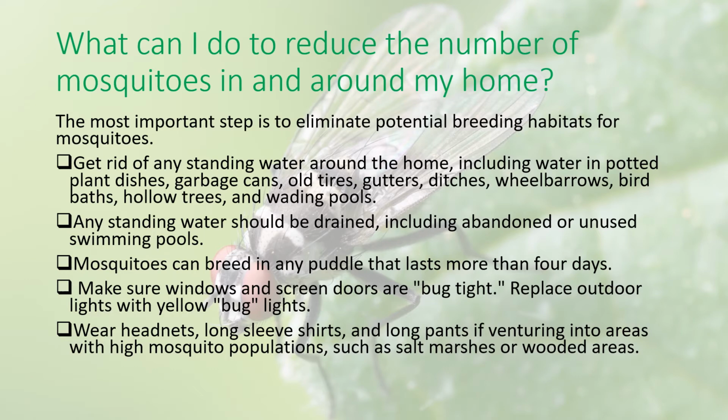The most important step is to eliminate potential breeding habitats for mosquitoes. Get rid of any standing water around the home, including water in potted plant dishes, garbage cans, old tires, gutters, ditches, wheelbarrows, bird baths, hollow trees, and wading pools. Any standing water should be drained, including abandoned or unused swimming pools. Mosquitoes can breed in any puddle that lasts more than 4 days. Make sure windows and screen doors are bug tight.